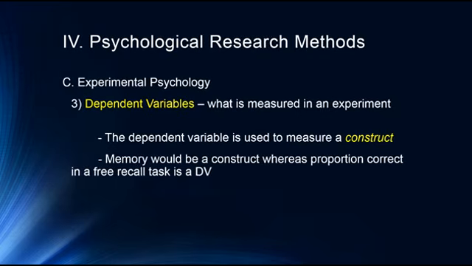Another example, our construct might be intelligence, and we're going to measure that with the Stanford-Binet, or the Wechsler Adult Intelligence Scale, or the Raven's progressive matrices. So the dependent variable is that measure, whereas the construct itself might be something like intelligence.